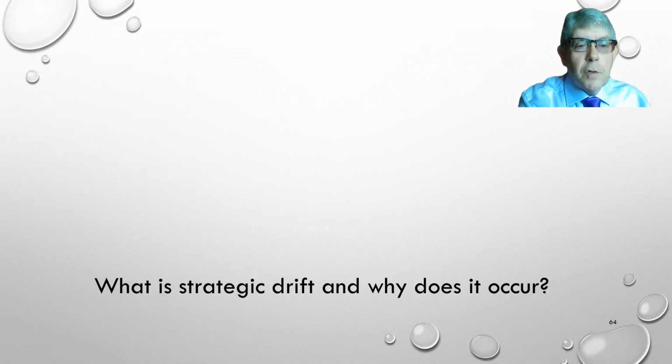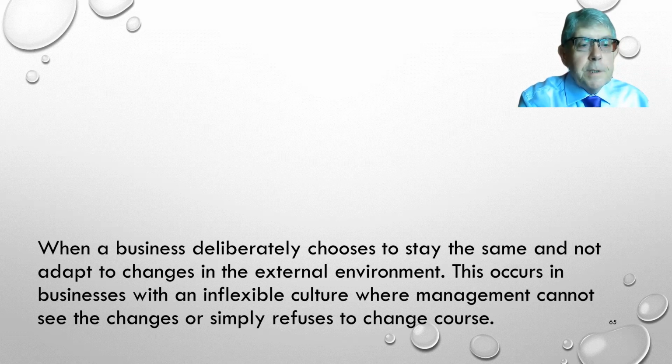What is strategic drift and why does it occur? When a business deliberately chooses to stay the same and not adapt to changes in the external environment. This occurs in business with an inflexible culture where management cannot see the changes or simply refuses to change course.